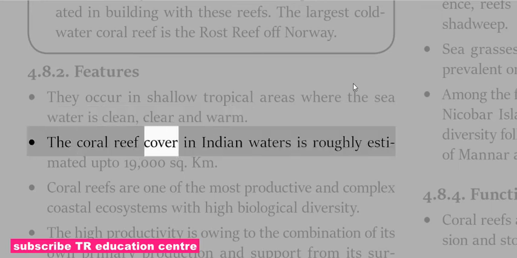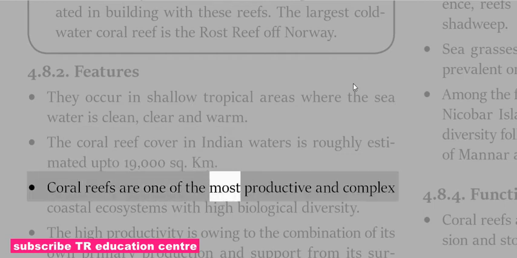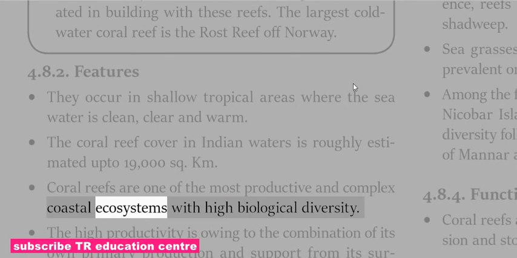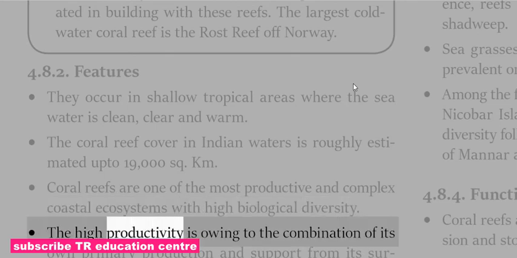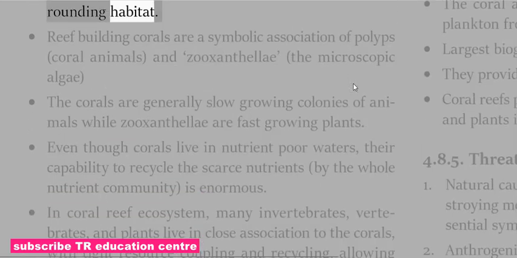The coral reef cover in Indian waters is roughly estimated at up to 19,000 sq km. Coral reefs are one of the most productive and complex coastal ecosystems with high biological diversity. The high productivity is owing to the combination of its own primary production and support from its surrounding habitat.